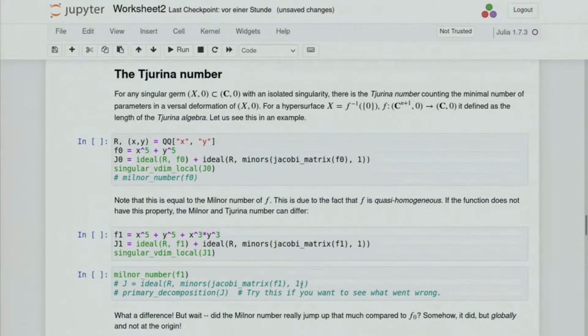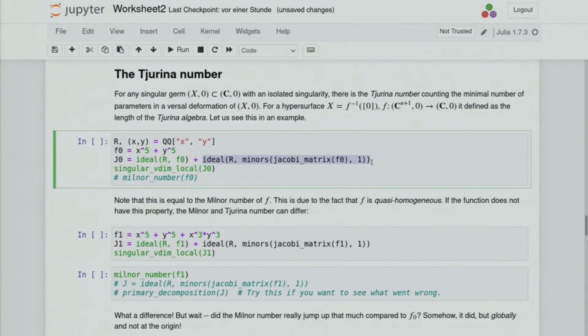And the Tjurina number, and the example that was on the slide, starts here. So what do we find? We have the equation here, x^5 plus y^5. We can ask for the ideal defined by this hypersurface ideal and the partial derivatives of f0. This is this Tjurina ideal that you saw before.